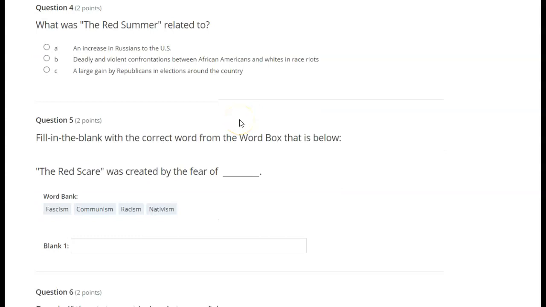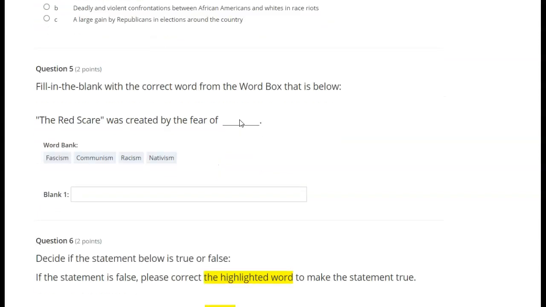What was the Red Summer related to? A. An increase in Russians to the U.S. B. Deadly and violent confrontations between African Americans and whites in race riots. C. A large gain by Republicans in elections around the country.